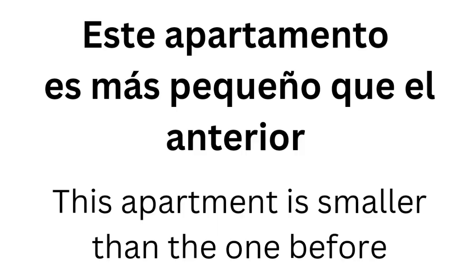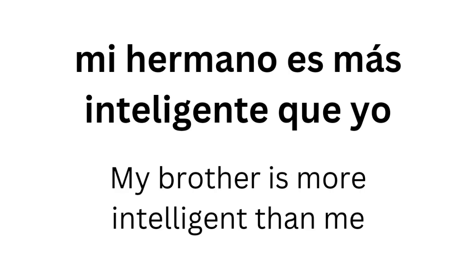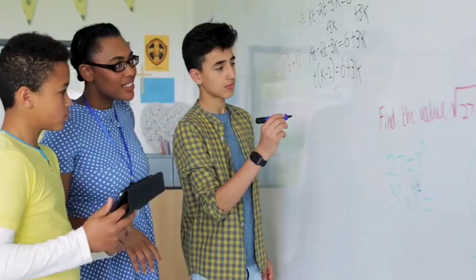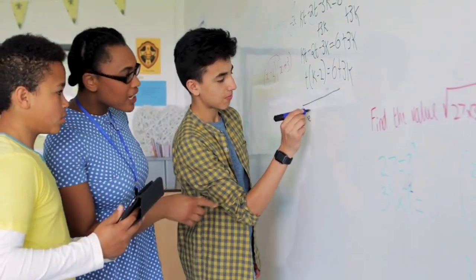Por ejemplo, este apartamento es más pequeño que el anterior. Mi amigo es más fuerte que yo. Mi hermano es más inteligente que yo. Great, now what we're going to do is break this all down for you so that you can easily understand how to make these comparisons and therefore feel a lot more confident adding these into your Spanish conversations.